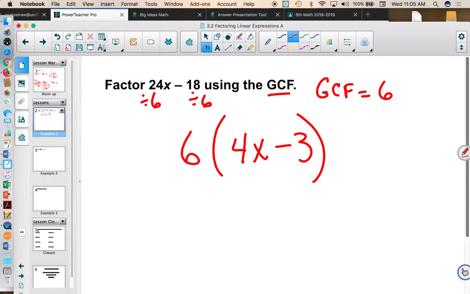And I stop right there, because all it asked me to do was factor out the GCF.